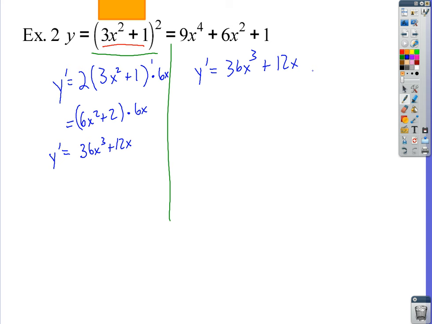Now here's the deal. You're going to say, well, wait. Why do I have to do it the first way with chain rule when this way is so much easier? You gotta realize this is an example, right? This is not going to be the norm all the way. Okay?